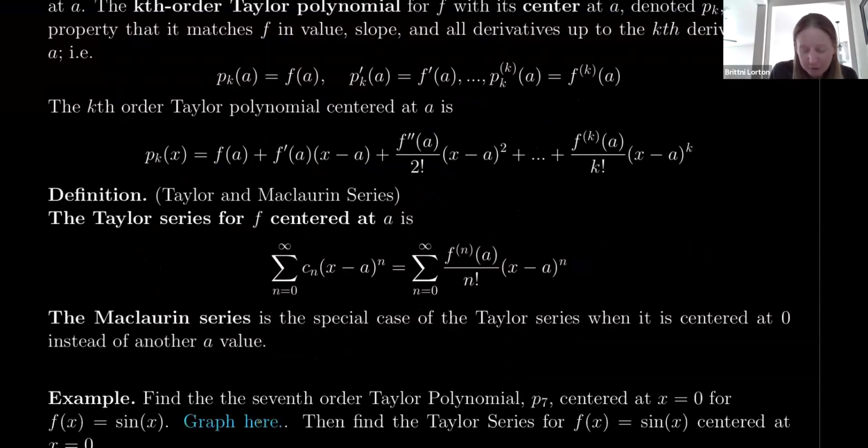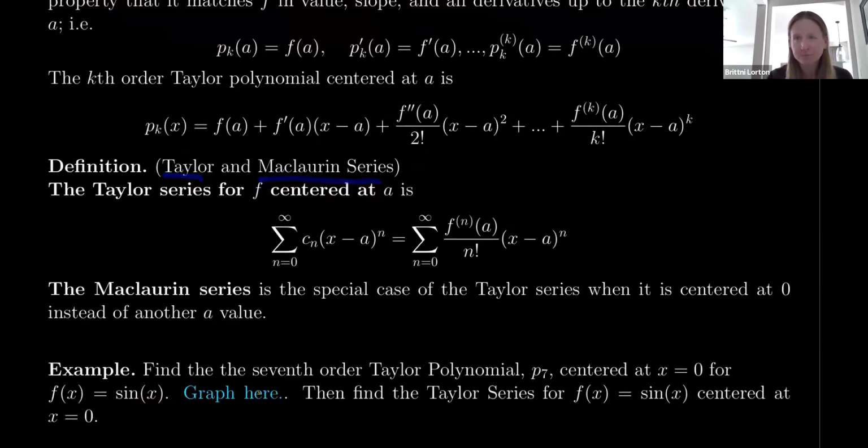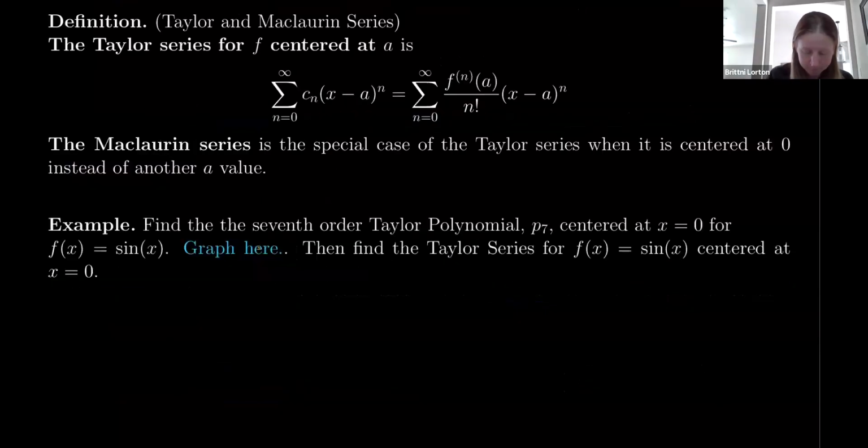Okay, the only difference between a Taylor series and a Maclaurin series is the center. Maclaurin series is just a special case of the Taylor series when it's centered at 0. They're the same, just one of them is only centered at 0. Taylor series could be centered anywhere. So don't overcomplicate those, they're the same.